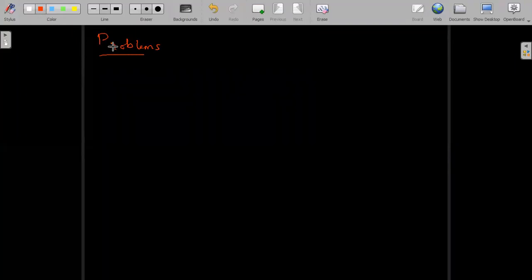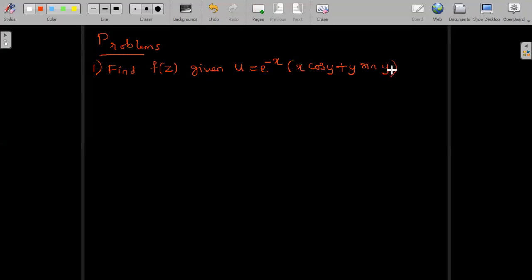So first question, find f of z given u is equal to e power minus x into (x cos y plus y sin y). So given u is equal to e power minus x into (x cos y plus y sin y), we have to find out f of z.